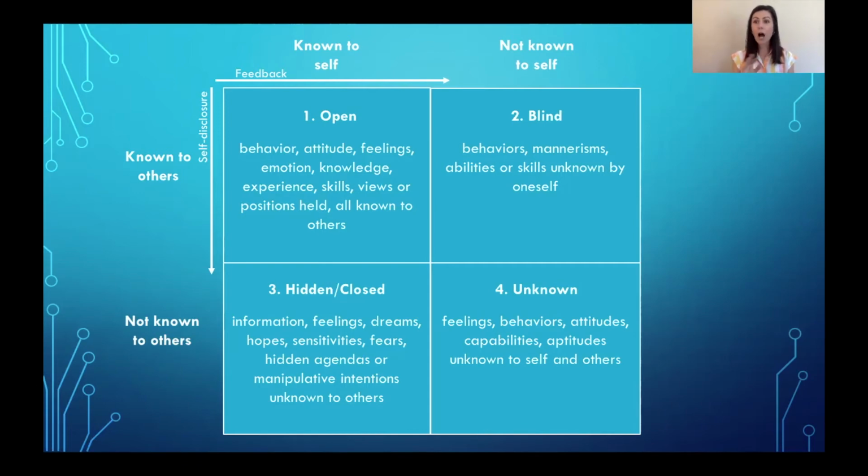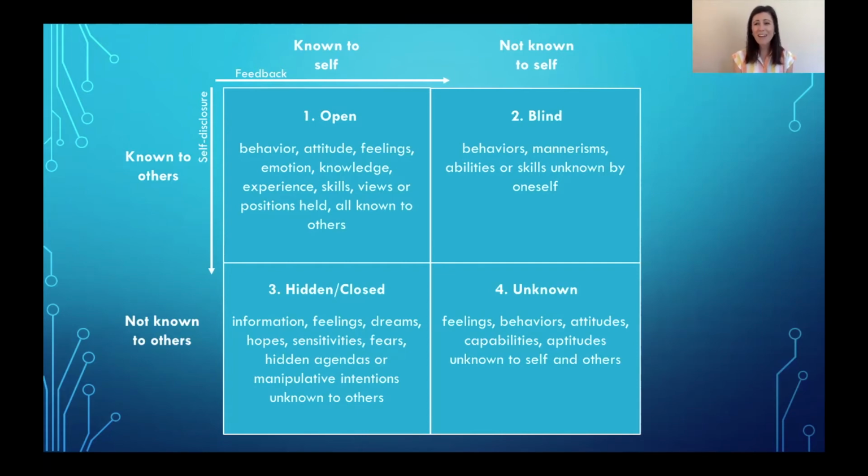So let's talk about the unknown area. These are our feelings, behaviors, attitudes, capabilities, perhaps even an unknown skill, or it could be an unknown fear or aversion. For example, an aversion to food. Perhaps you have an aversion to something that you've never tasted, but you do not know that you have an aversion to this because you've never experienced that. And nobody else knows that you're going to have an aversion to it because they haven't witnessed or observed you experiencing that.